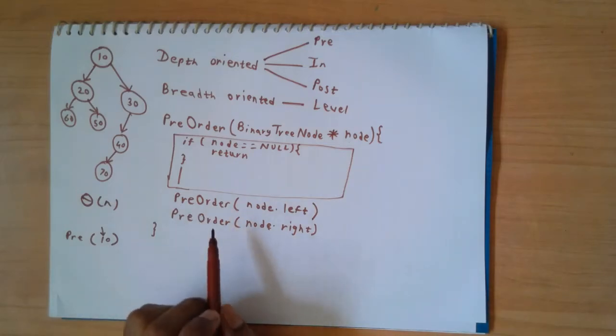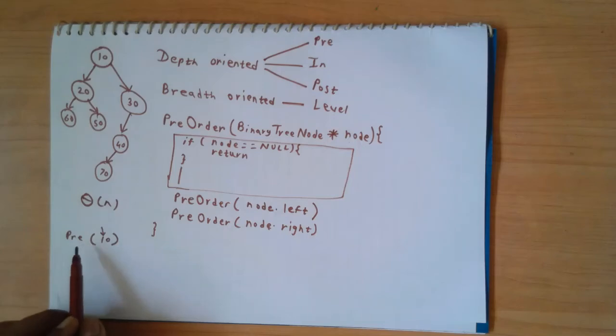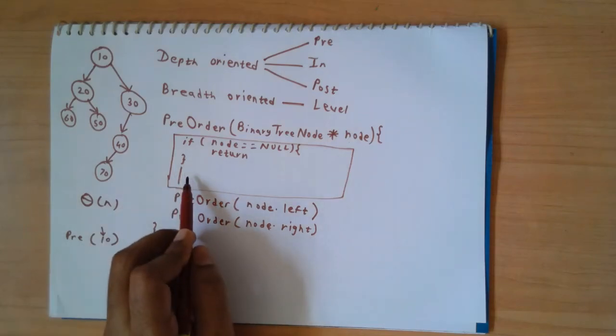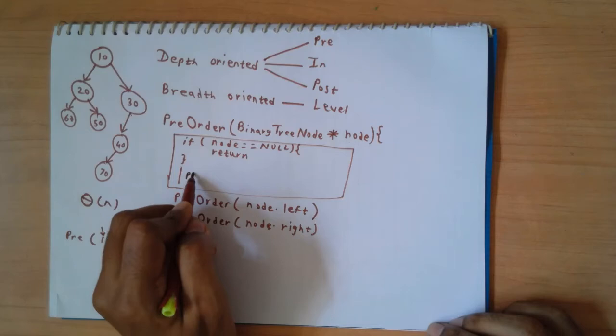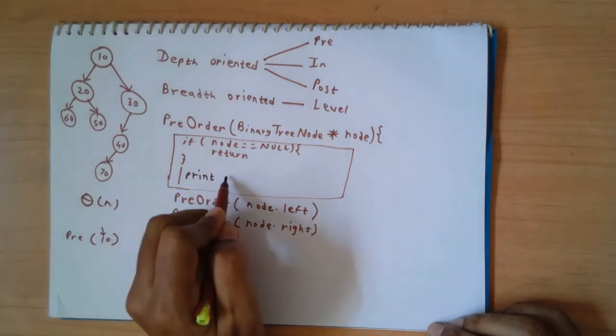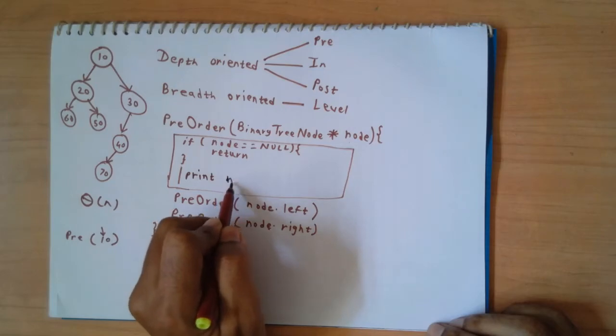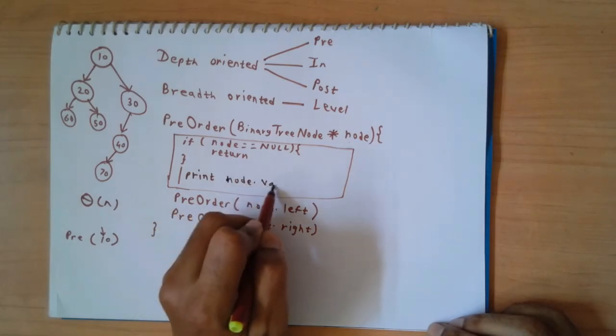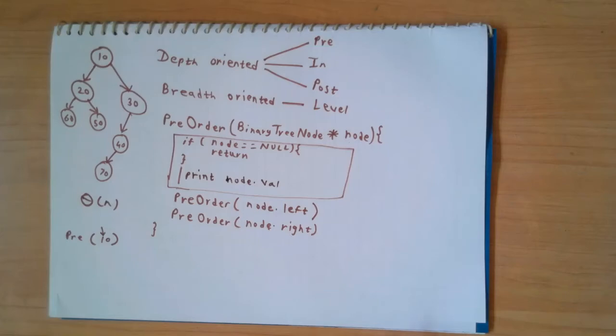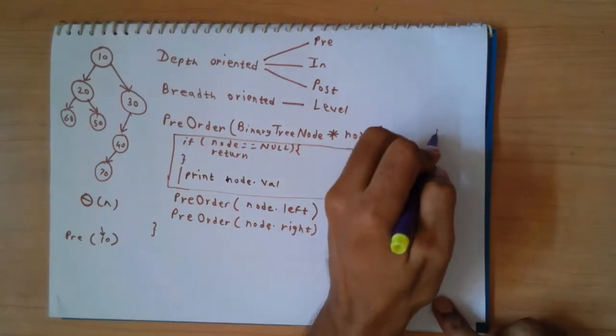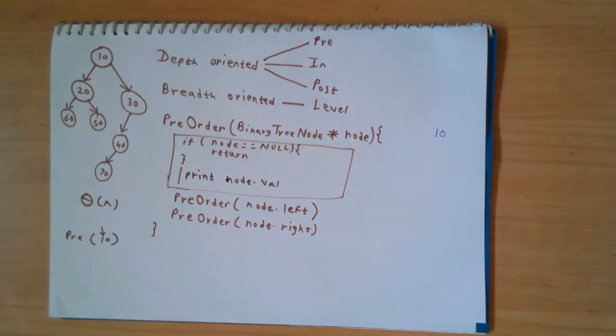So we have started the pre-order traversal from the root, and the operation we are going to do is just print whatever is our current node. So node dot val. Okay. So we start with 10. We check if the current node is null. If it is not null, we are going to print our output. Let's print the output here. It is 10. Okay, that's our pre-order traversal.